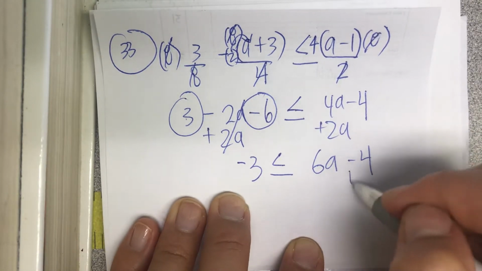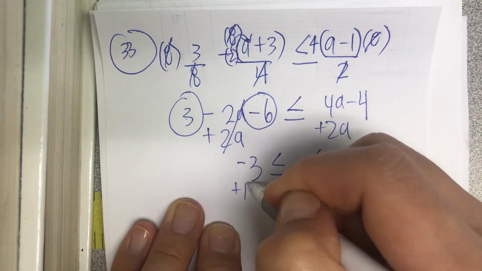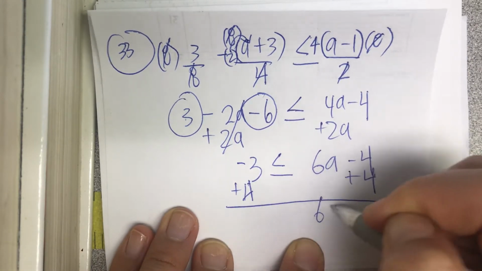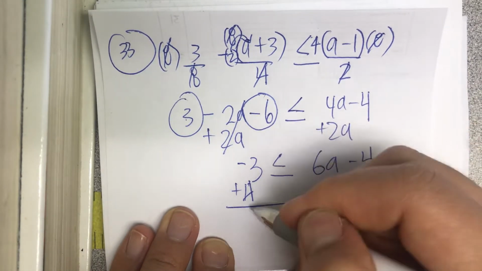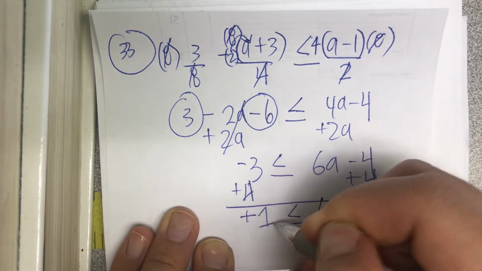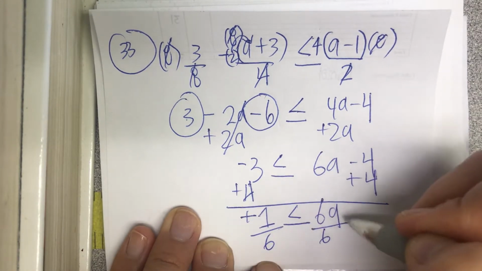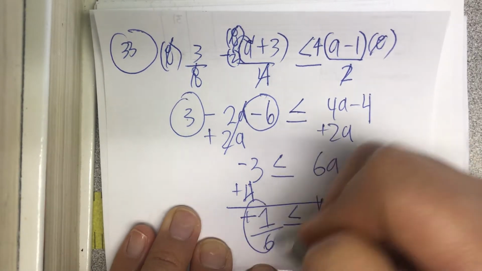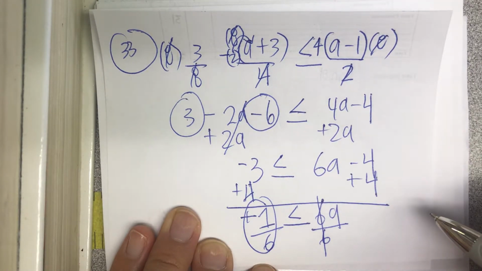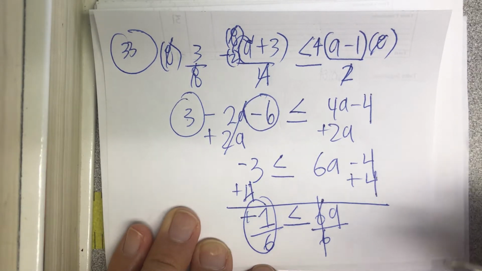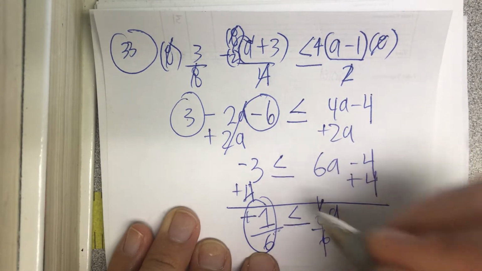Let's further isolate. Plus 4, plus 4. 6a is going to be less than positive 1. Divide by a 6, divide by a 6. A is going to equal to 1 over 6. Okay, so it says, what is the possible integer value? So 1 over 6 is not an integer. Look at what the question's asking.